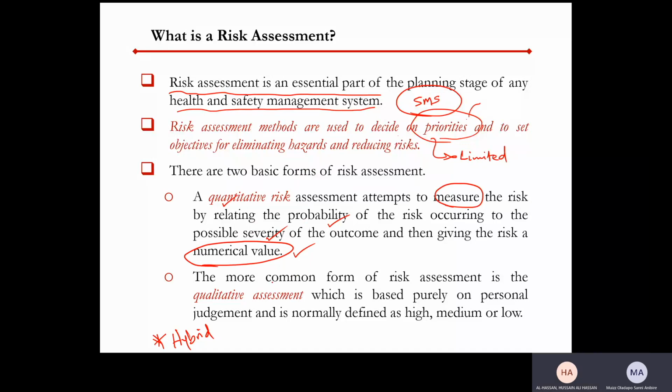This one has a likelihood and severity. Like I said, the probability also refers to the likelihood of the risk, and possible severity refers to the consequence of the risk. So here we have likelihood, and here you have consequence.